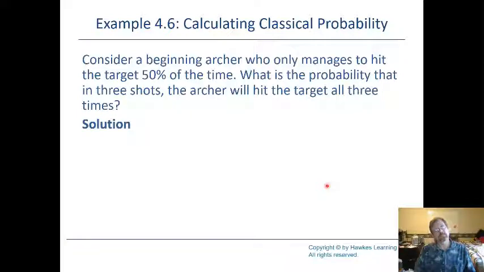This might be a good example where a tree diagram would work. We've got a hit and a miss. If you hit, you've got a hit and a miss. If you miss, you've got a hit and a miss. That might be a good way to diagram this.